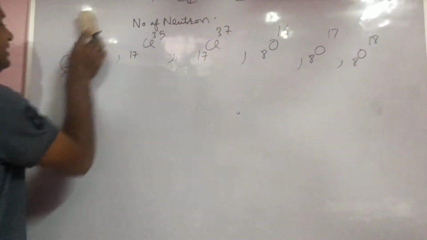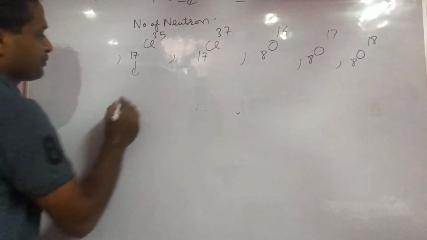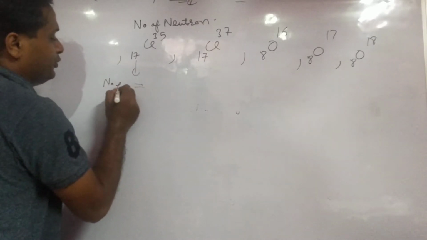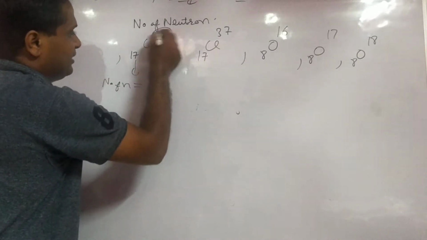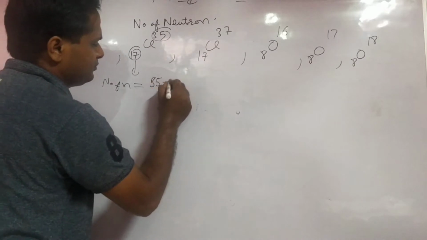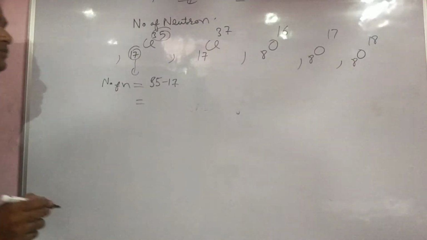Now for the second, chlorine. How do you count the number of neutrons? Mass number minus, yes, it will come, how much?